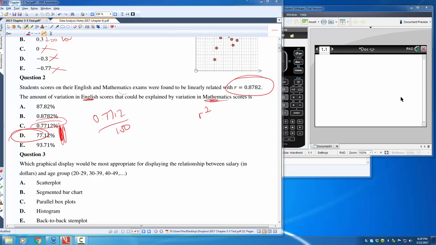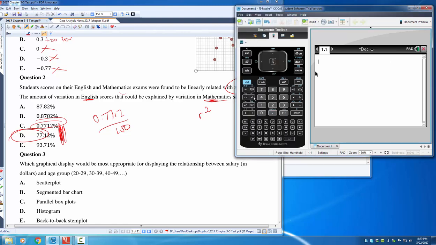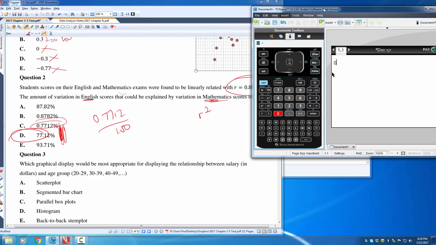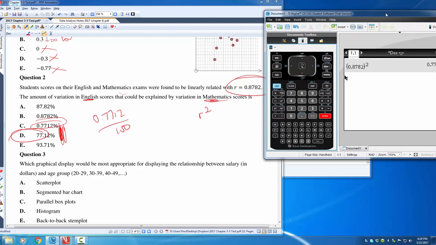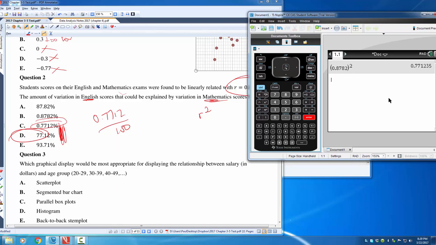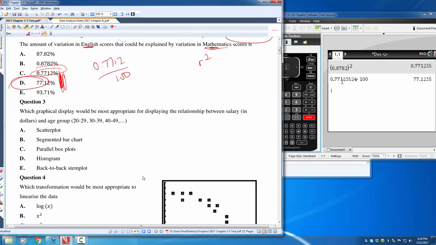Now the mathematics of it, let's go over here and work it out. I've got 0.8782, and we're just going to square that value, and then we get 0.77, and then we convert that to a percentage by multiplying the answer by 100. So there's the answer.